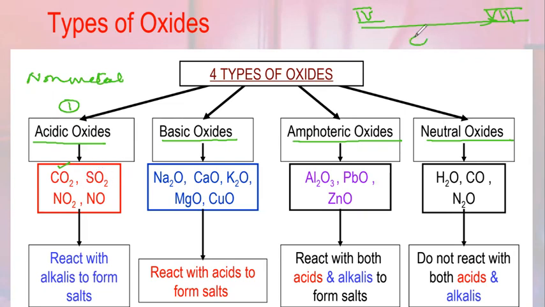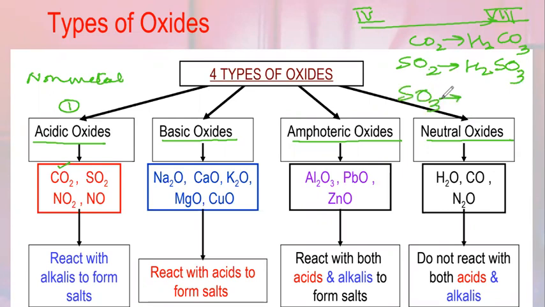Carbon dioxide is going to give you carbonic acid. Similarly, sulfur dioxide is going to give you sulfurous acid, H2SO3. And similarly, sulfur trioxide is going to give you sulfuric acid, H2SO4. So all these oxides are acidic oxides. That means when they dissolve in water, they will be giving you acids.